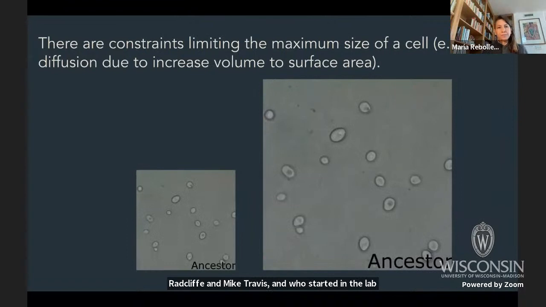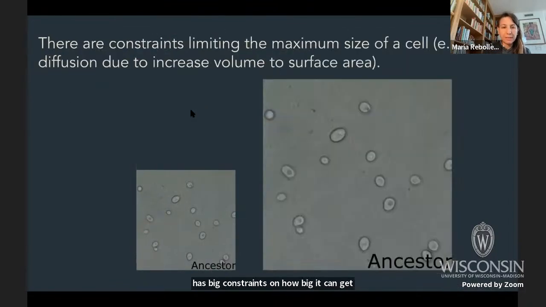And the work I'm going to present in this example is work I did in my PhD, following experiments that William Ratcliff and Mike Travisano started in the lab, and then work that Mike and I did. So there are constraints limiting the maximum size of a cell, right? So diffusion, for example, the ratio of volume to surface area. And so a cell cannot get infinitely large without very complex mechanisms of active diffusion and other things. But all else being equal, a cell has big constraints on how big it can get.